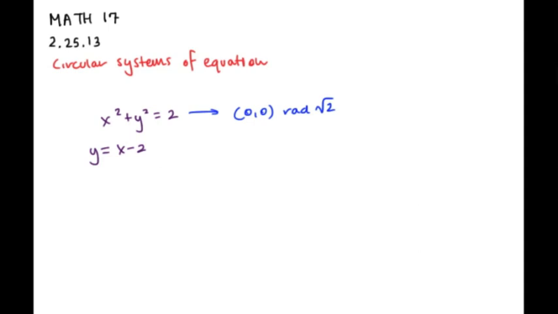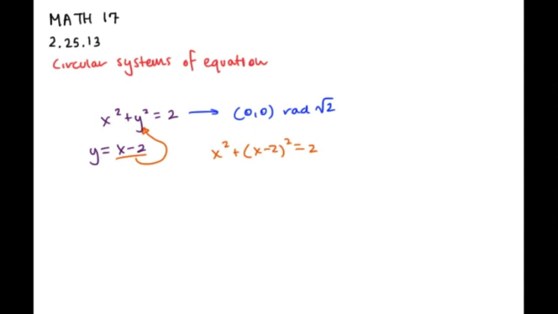So why not substitute this into this y right here? So that's exactly what we're going to do. x squared plus x minus 2 for y equals 2. All I did was I substituted x minus 2, which is equal to y, into this y equation.